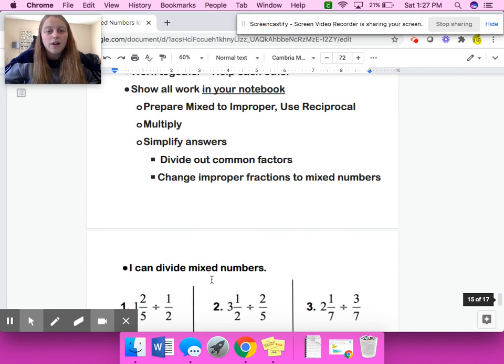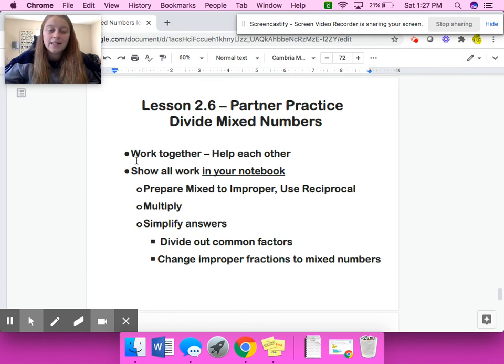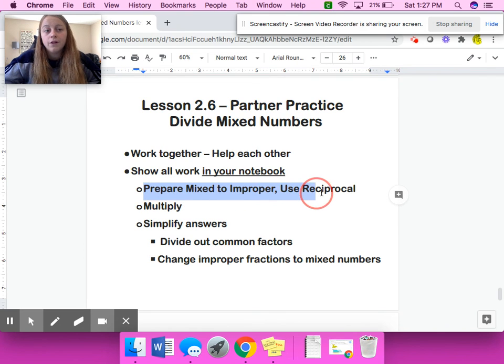So now we're going to move on to some partner practice. I want you to be working with your table, work together to help each other divide these mixed numbers. Make sure you show all of your work in your notebook. And remember, we prepare mixed to improper and using reciprocals. Then we multiply, and then, of course, we simplify.